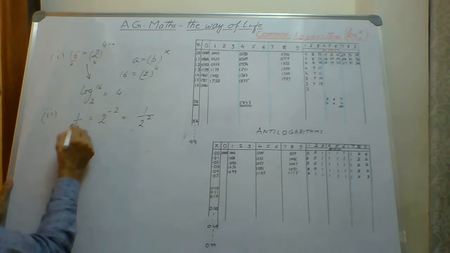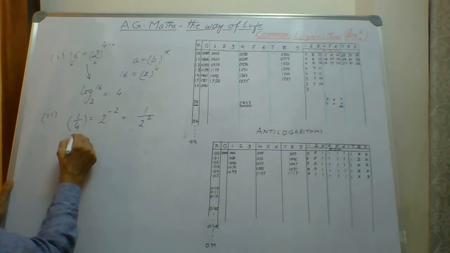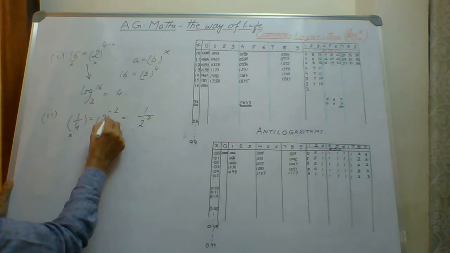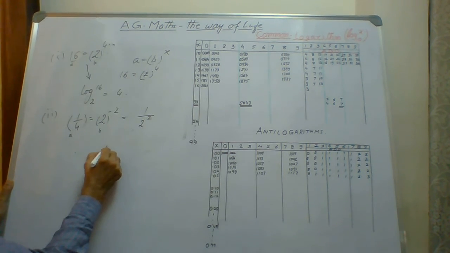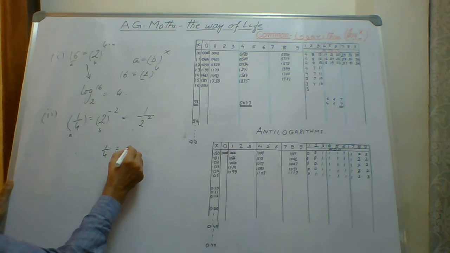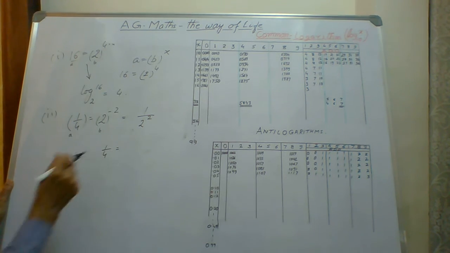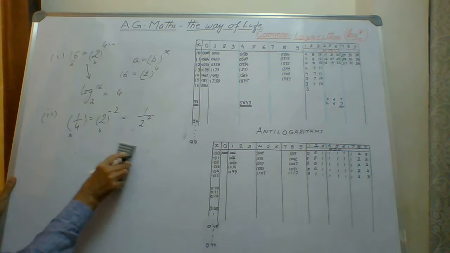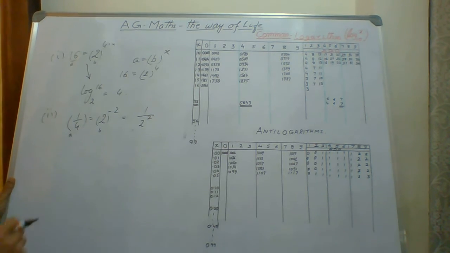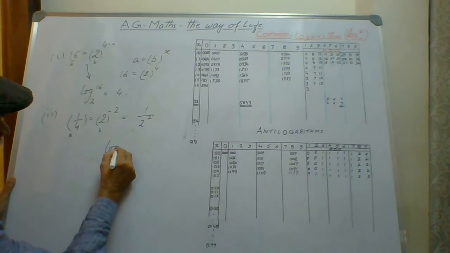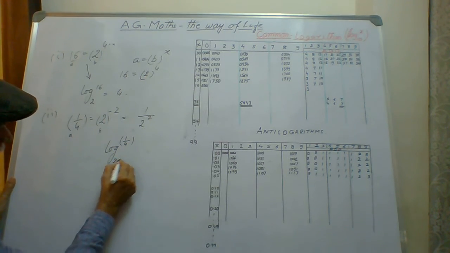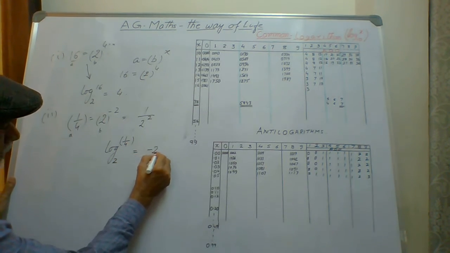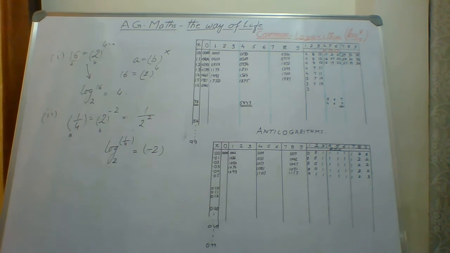Now in this case, this whole thing is my a, this whole thing is my b, and this is my x. So how do I write? 1 by 4 is equal to, that is a is equal to b power x, or I am writing the log form. So it is log of 1 by 4 is my a, base is 2 and the value is minus 2. That is how we get this.